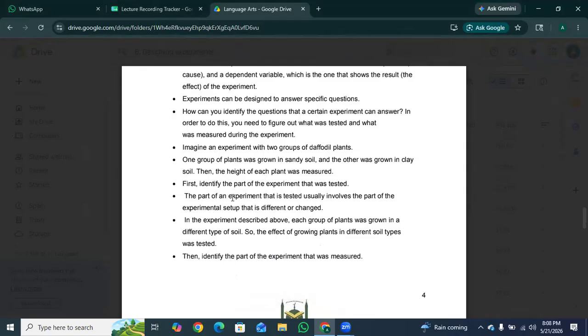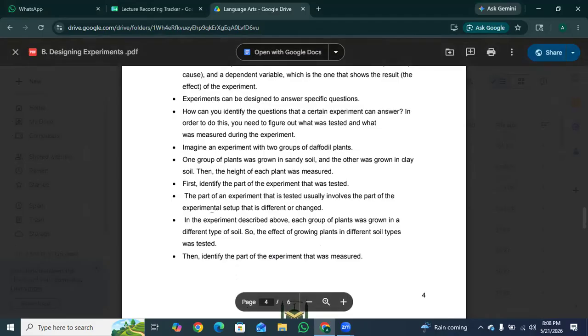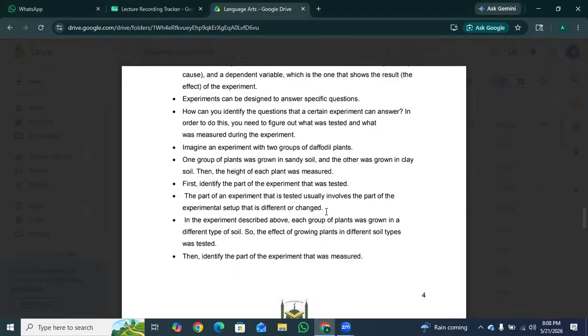The part of an experiment that is tested usually involves the part of the experimental setup that is different or changed. In the experiment described above, each group of plants was grown in different types of soil. So the effect of growing plants in different soil types was tested. Then identify the part of the experiment that was measured. Basically, this slide gives an example of an experiment using daffodil plants.